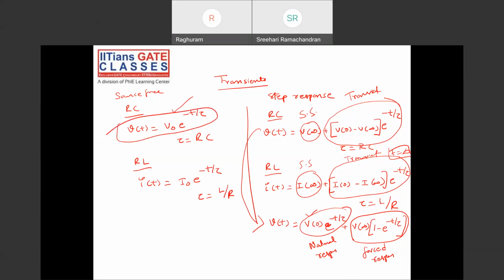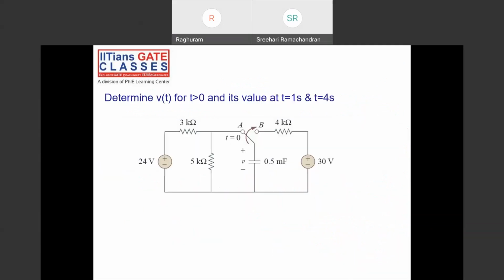Clear, right? Why do you call it natural response and forced response? Because this is due to the stored energy in L and C elements, and this is due to the external source. V of S is nothing but the external source. That is why this is called forced response, and this is natural response, steady state response, and transient response. Four equations.